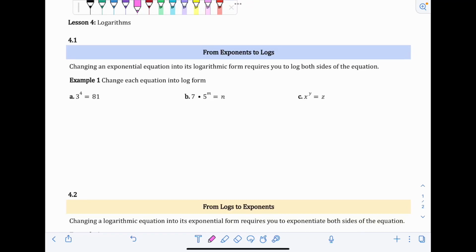Lesson 4 is about converting exponential equations to log form or log equations to exponential form. So in 4.1, we're going to start with an equation in exponential form and convert it to a log, and then 4.2 will be the other way around.